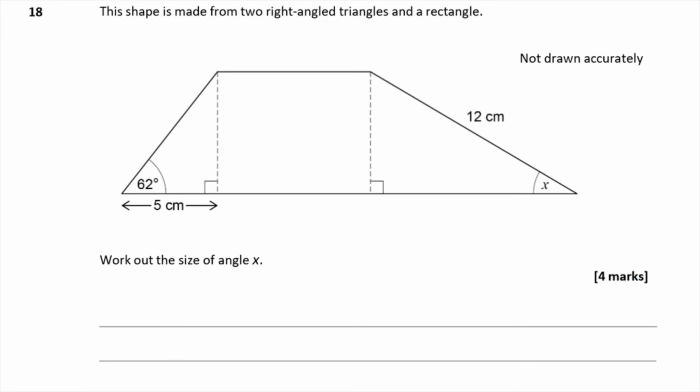Question 18. This shape is made from two right-angled triangles and a rectangle. Work out the size of angle X. Okay, so I think what we're going to have to do first, we're going to have to find the length of this line here, aren't we, first? Because once we've got that, then we've got this line here as well, because they're the same. And then we'll know two things in this triangle, which we can then find X from. Okay, so we're going to start with the triangle on the left.